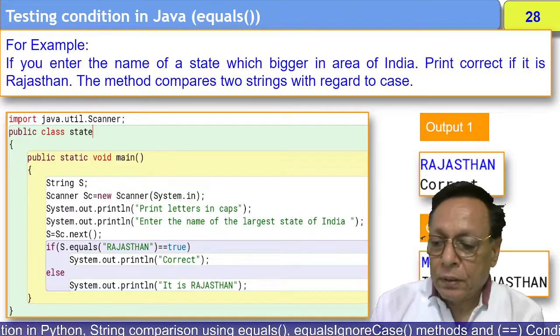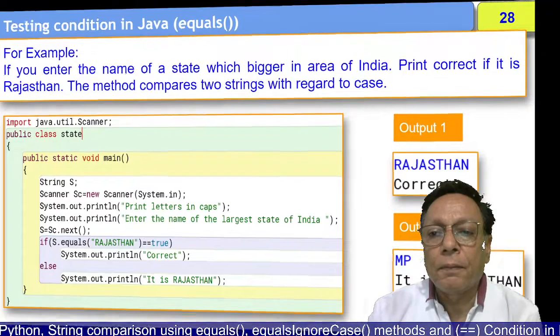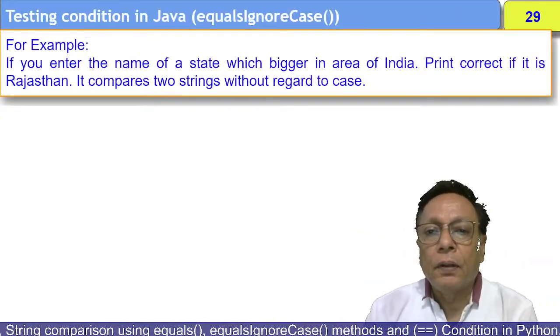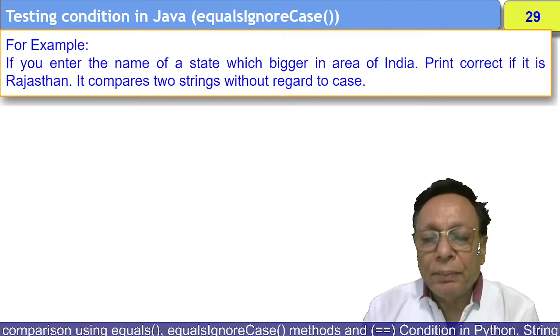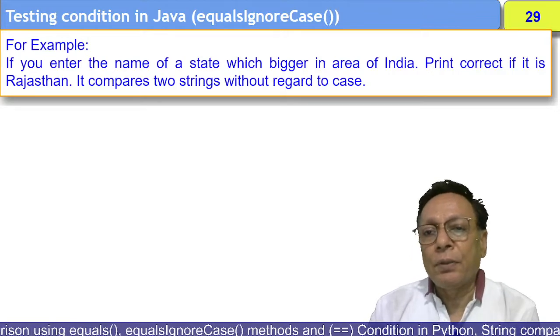Okay. In the next case, I am going to use another method to compare two strings: equalsIgnoreCase.